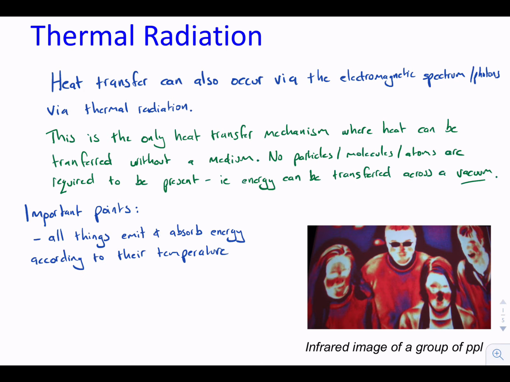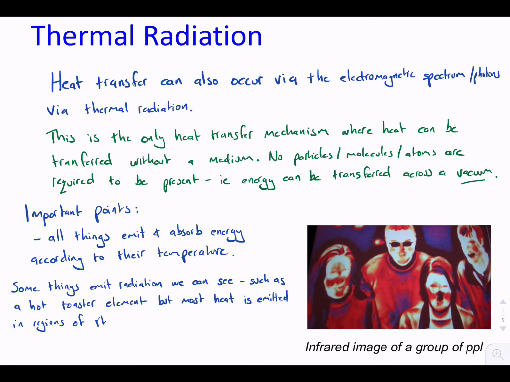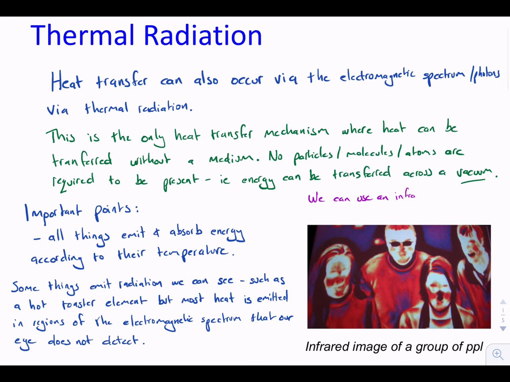In fact, this is strongly dependent on the temperature. It's temperature to the power of 4. Some things emit radiation that we can see, such as a hot toaster element, but most heat is emitted in regions of the electromagnetic spectrum that our eye does not detect. We can use an infrared camera to start to see the world of heat radiation. Here's an infrared image taken of a group of people. I'm down the front with a cold nose.